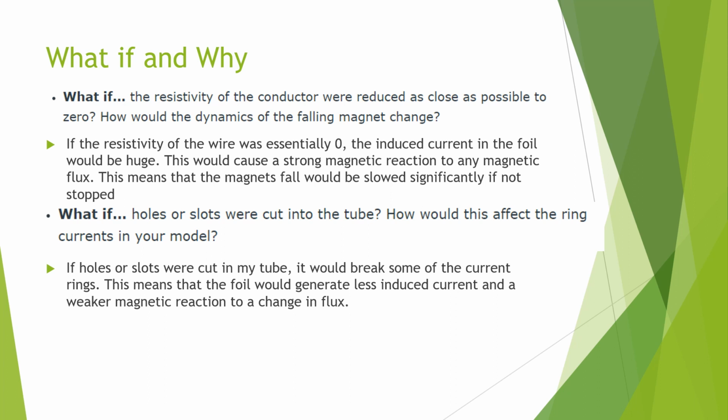What if holes were cut into the foil? If holes or slots were cut in the tube, it would break some of the current rings. This means the foil would generate less induced current and a weaker magnetic reaction to a change in flux.